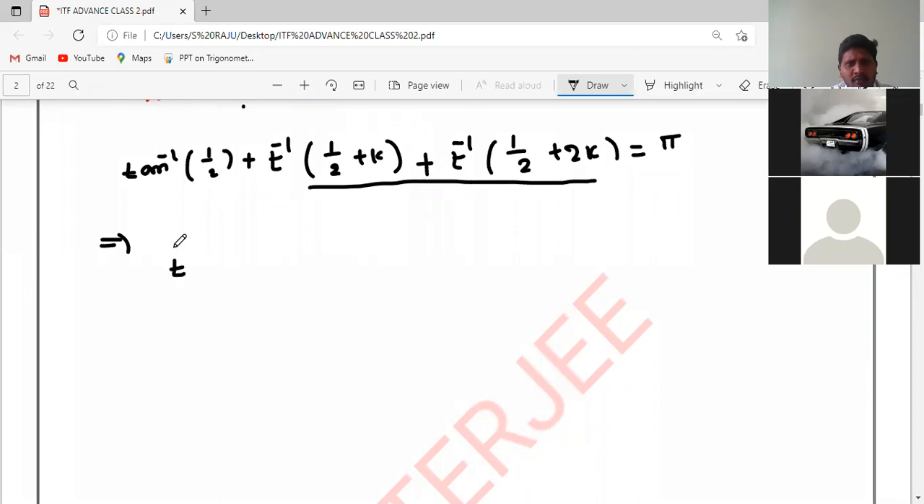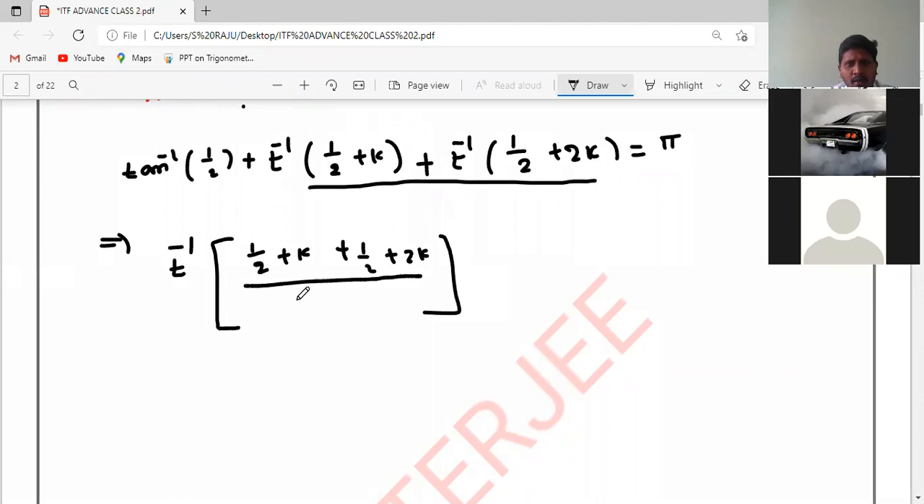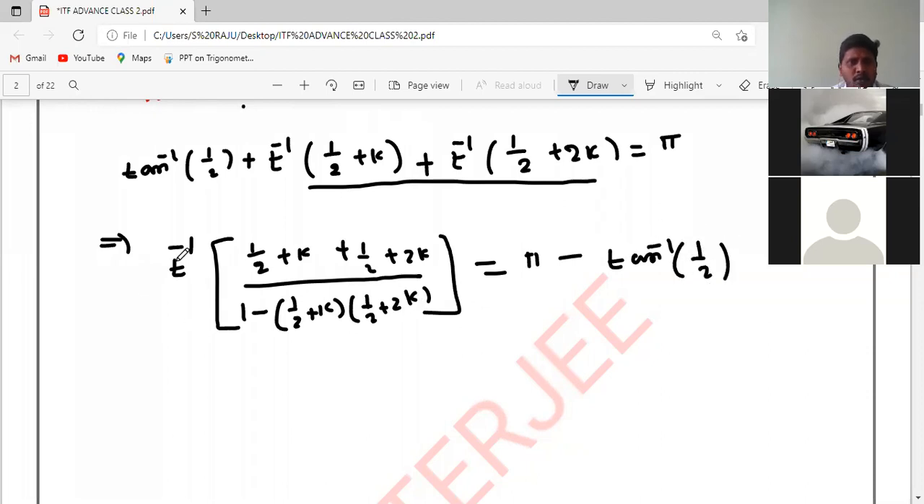We know that the formula for tan inverse x plus tan inverse y is tan inverse of (x plus y) by (1 minus xy). Here x and y are 1 by 2 plus k and 1 by 2 plus 2k. So this is equal to pi minus tan inverse of 1 by 2. Now take this tan inverse to the right side, so that it becomes tan.